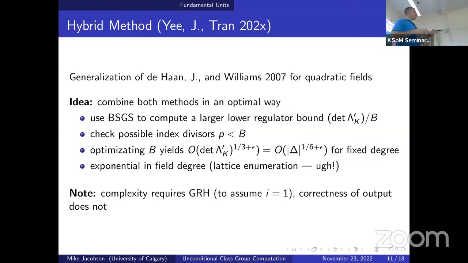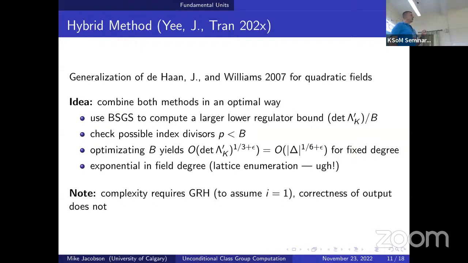Now, the formulas that we have for generating these lower bounds don't give you much. But what you can do is use this baby step, giant step search strategy. You can say, well, I want to check a volume of whatever size I want, and I can use baby step, giant step to verify that there are no units in that volume in time square root of that volume. So I pick a bound B, and I say, well, I'm going to look at this region of volume determinant lambda prime B. Then if I can verify there's no units in that volume, all I have to check is prime possible index divisors up to B.